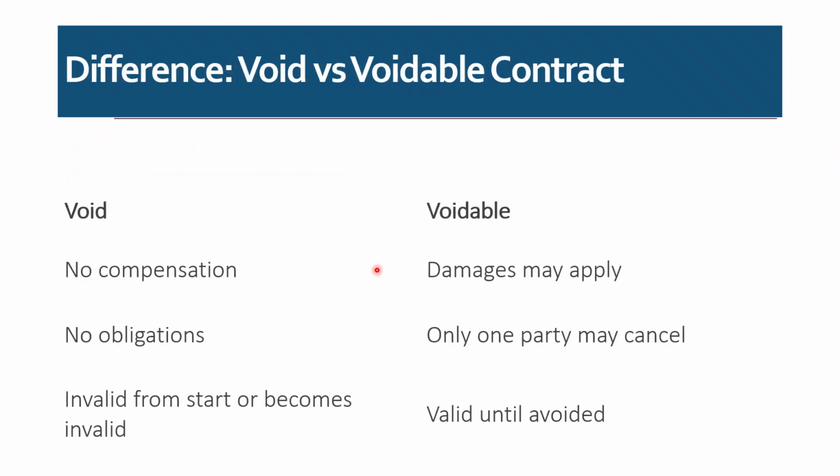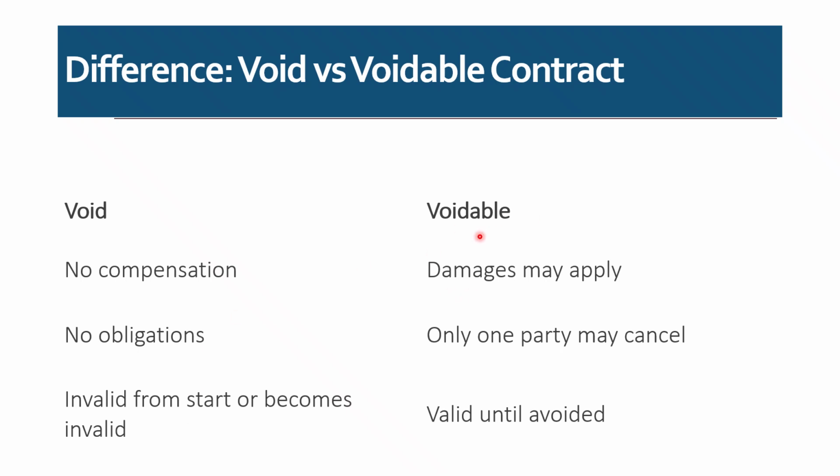Another important question from the examination viewpoint: differentiate between void and voidable contract. So let's understand what a void contract is, what a voidable contract is, and how they differ. A void contract is invalid from the beginning or it becomes invalid. Neither party is bound here. No legal relationships are formed. It is caused by illegality, impossibility or lack of competency. For example, a contract with a minor, right?